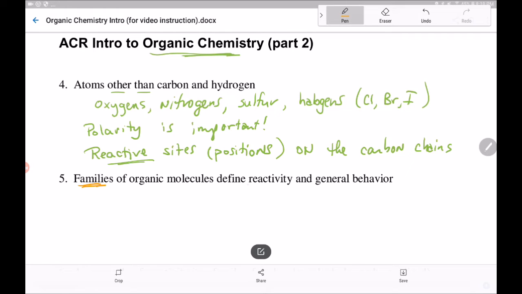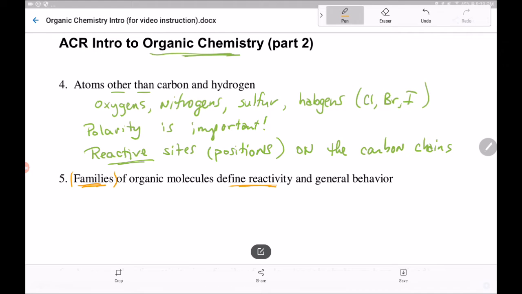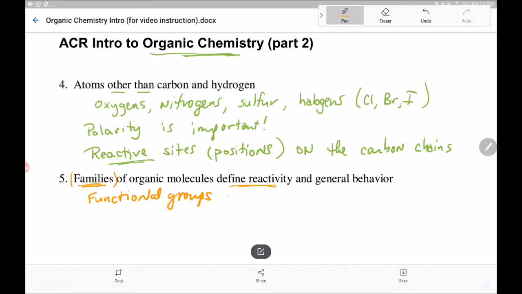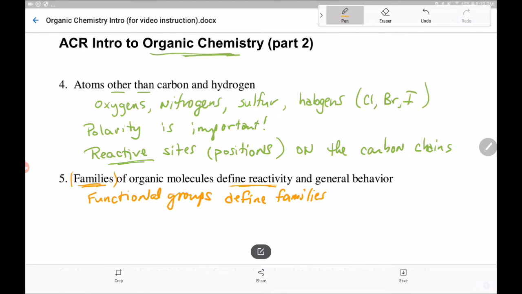Families of organic molecules. The big idea in organic chemistry is that although there are millions of different molecules, they can be classified, they can be grouped. They are similar. When their structures are similar, their reactivities are similar. So I'm calling these families. Your textbook calls them functional groups. I guess I can do it this way and put both in the same. Functional groups define families.